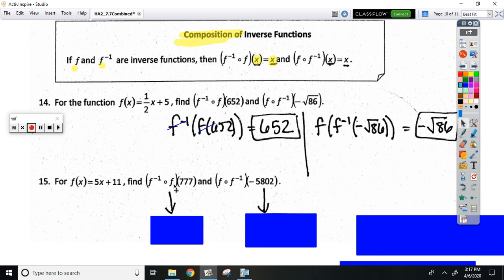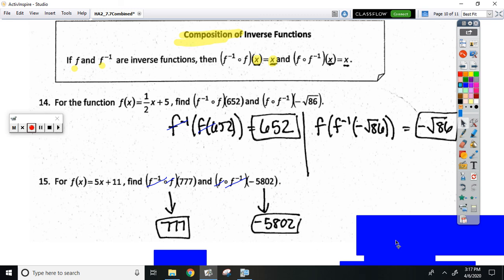And that last one, same thing. We have an inverse of a regular function of a number, which gets us back to the number because those undo one another. And a function of the inverse, back to that number.